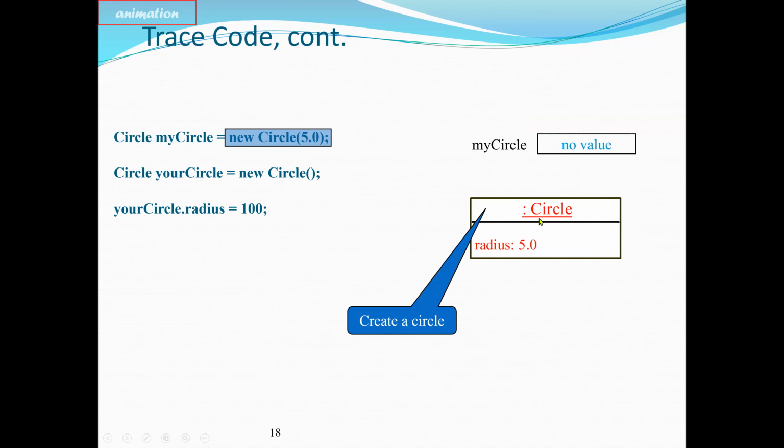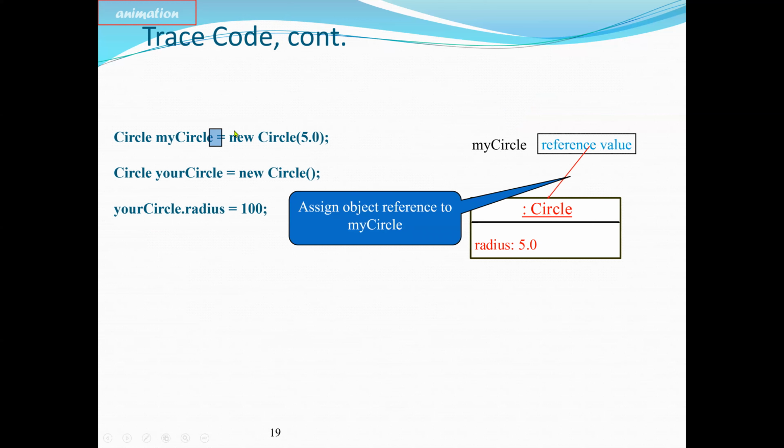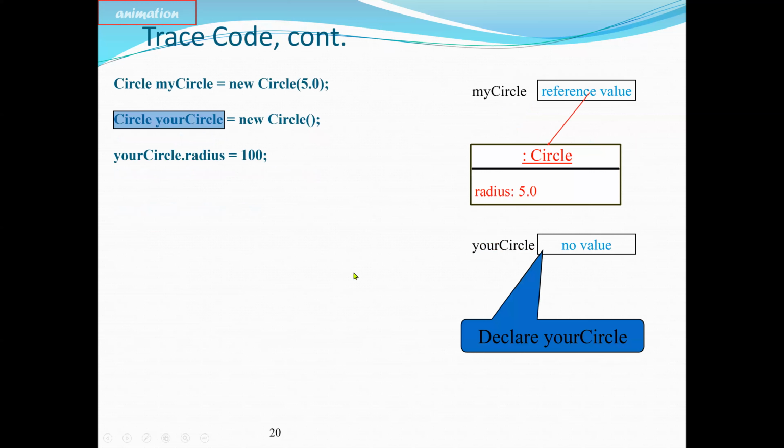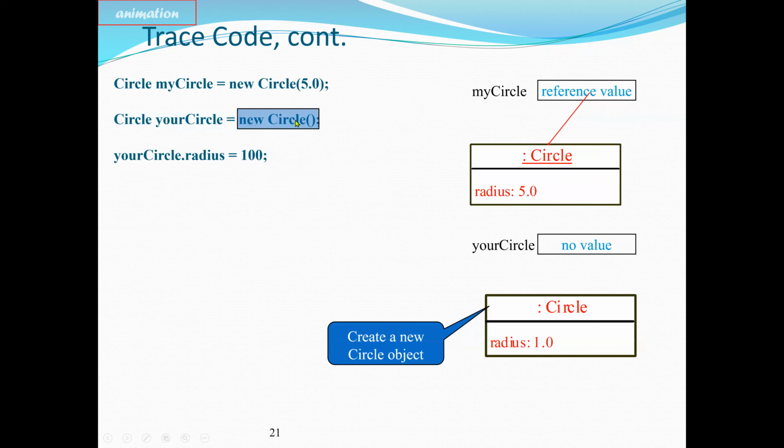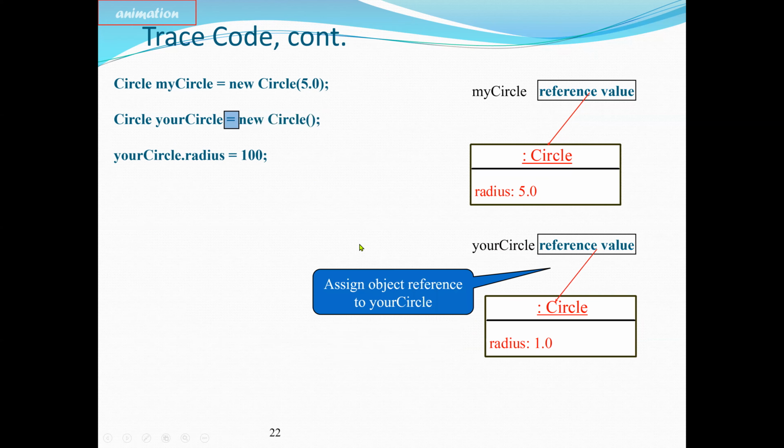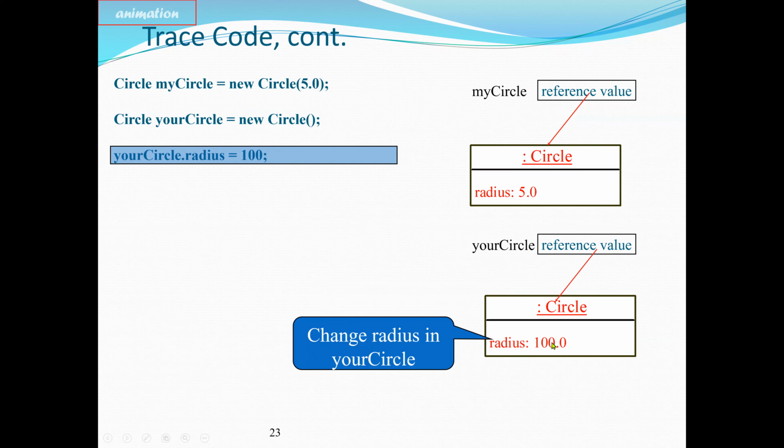So here we have our first circle. The radius is 5.0. This 5.0 is a value because we use the assignment. So that's our first object, myCircle is 5.0. Now yourCircle, in the first part, there's no value, so yourCircle has no value. But the second part will give me the value of 1.0, because the constructor's default radius is 1.0.